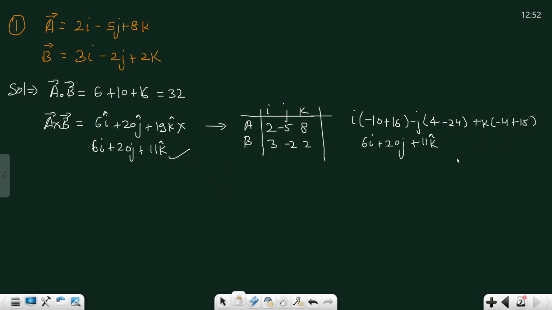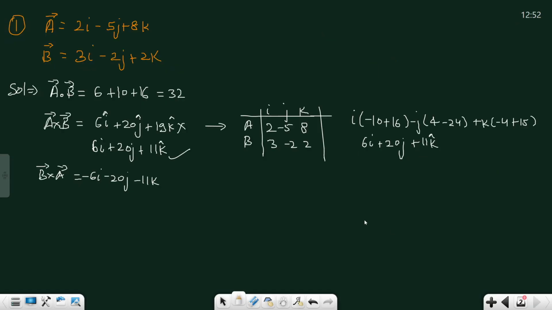आपने -4 ऐड कर दिया इसमें. B cross A is negative. B cross A will be minus 6I minus 20J minus 11K. Clear?